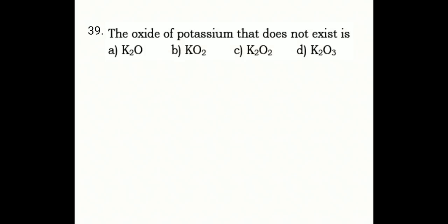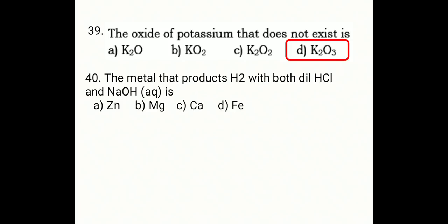Then 39th: the oxide of potassium that does not exist is, remember, K2O3. Definitely it will not exist, because K2O2, the peroxide, is possible, the oxide is possible, and the superoxide is possible. So K2O3 is not possible, so the answer is D. The metal that produces hydrogen with both HCl and NaOH should be amphoteric. The amphoteric one out of the following is zinc, remember.